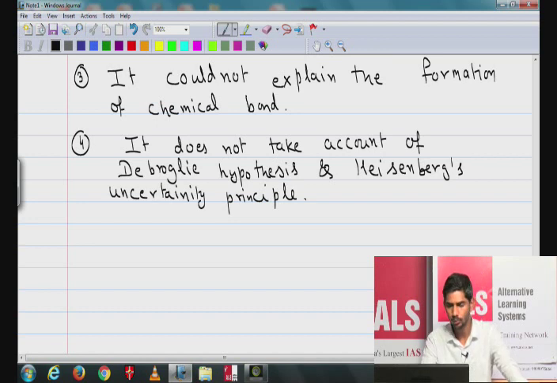Guys, there are two new terms here: de Broglie, and another one, Heisenberg, that we haven't discussed yet. So I'll discuss these two theories after the completion of Bohr's atomic model. We are doing only the last section of Bohr's atomic model. Note it down.